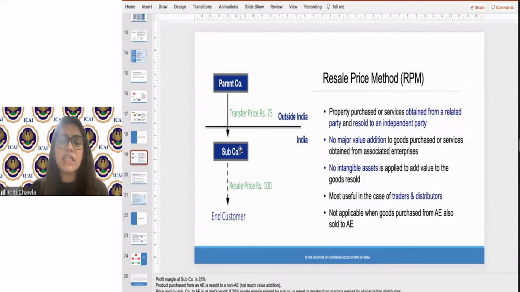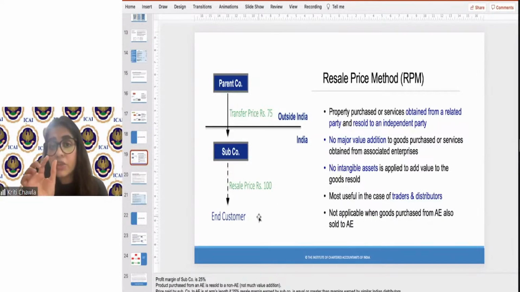That basically means that if you look at the subsidiary company, it has made a profit of 25 rupees in this transaction. What you need to do is substantiate that the transaction between the parent company and the subsidiary company is at arm's length. How do you substantiate that 75 rupees is at arm's length? Well, you can substantiate it by saying resale price minus an arm's length margin, that means that 75 is at arm's length. So if you can substantiate that 100 minus 25 is at arm's length.